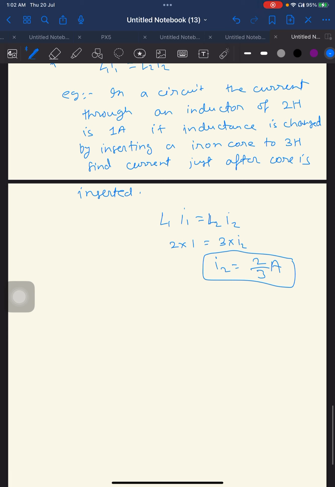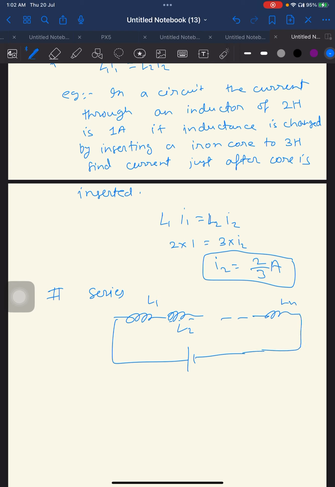Now, series and parallel grouping of inductors. First of all, series grouping. Suppose this is L1, this is L2, and so on up to Ln, and they are in series. Voltage is V. The current is going to be the same in all of them. Here voltage drop V1, voltage drop V2, and here voltage drop Vn. So we write V equal to V1 plus V2 plus up to Vn.